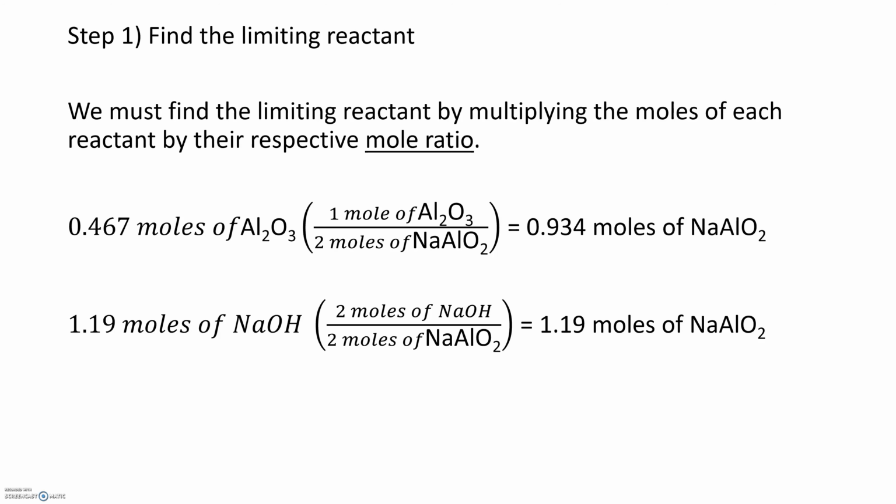And so now we also have 1.19 moles of sodium hydroxide. We're going to multiply that times their mole ratio of 2 moles of sodium hydroxide over 2 moles of sodium aluminate. And that's going to give us 1.19 moles of sodium aluminate. So the limiting reactant is going to be aluminum oxide because we're going to run out of that faster. And so we're going to create only 0.934 moles of sodium aluminate.